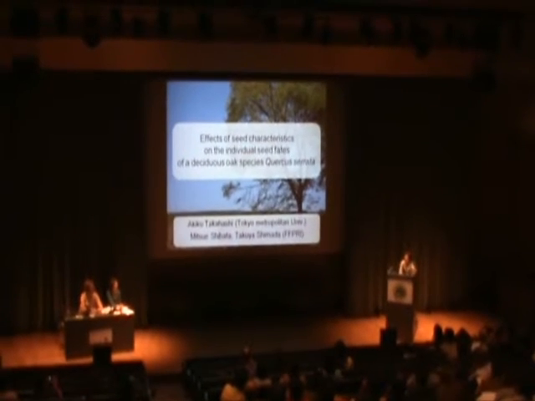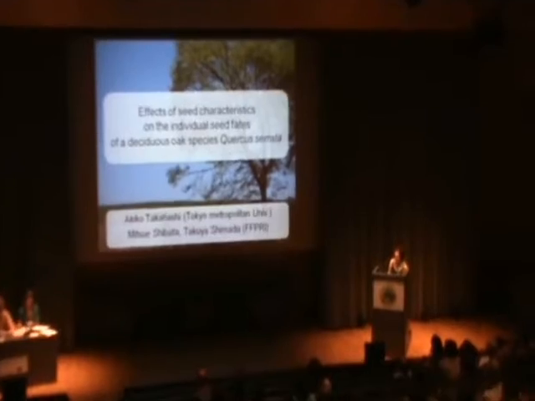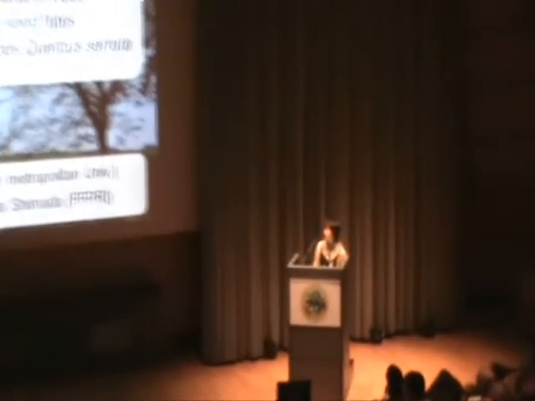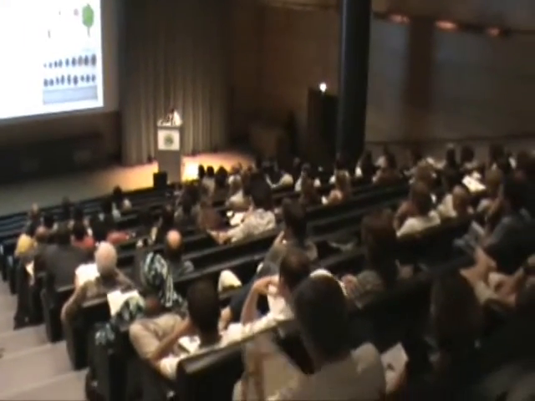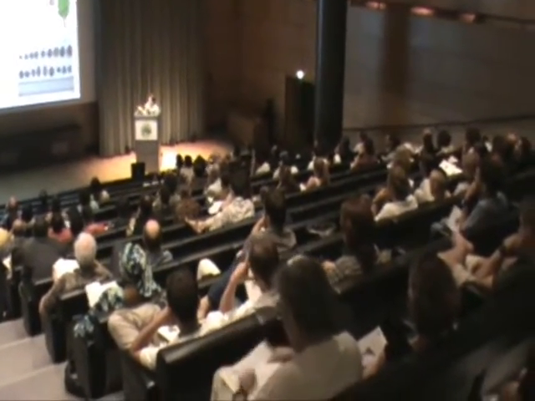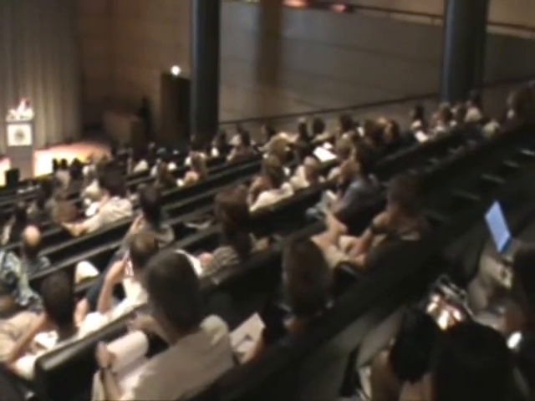Today, I will introduce my study on the effect of acorn characteristics on the individual acorn plates of the deciduous oak species Quercus serrata. Recently, large variation in acorn characteristics has been reported at the individual level. Please see this picture. These are all acorns of the same species, Quercus serrata. So we conducted a pilot experiment using our objective, Quercus dynamics.